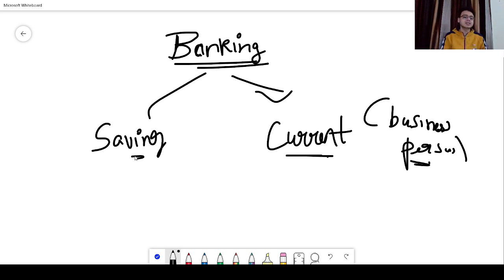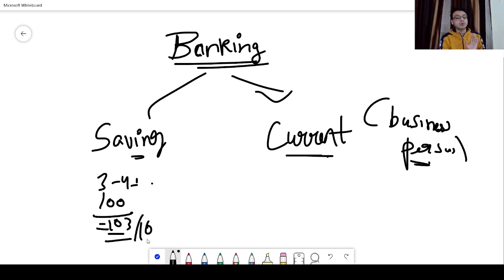The second difference is that in savings accounts, you get an interest rate of 3 to 4%. For example, if you have 100 rupees as the balance in your account, that amount will turn out to be 103 or 104 after 1 year. And this is the annual rate of interest and not the monthly rate of interest. The current account does not give you any rate of interest. The savings account gives you 3 to 4%, but the current account does not. And this is open for business persons.